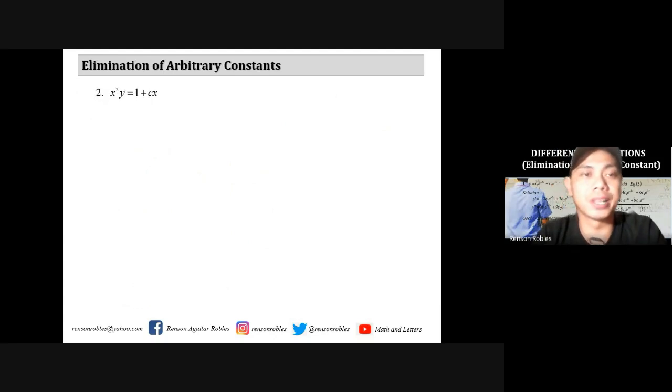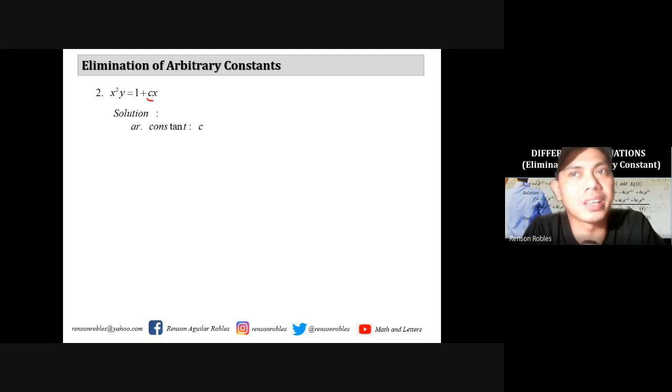Okay, another example. This time, we have x squared y equals 1 plus cx. And again, the goal is to find the differential equation with x squared y equals 1 plus cx as one of the solutions. So we have only one arbitrary constant, and we have only c. So how many times are we going to differentiate? Again, the number of constants will determine the number of times we are going to differentiate the function. So since there's only one arbitrary constant, we shall differentiate it once.